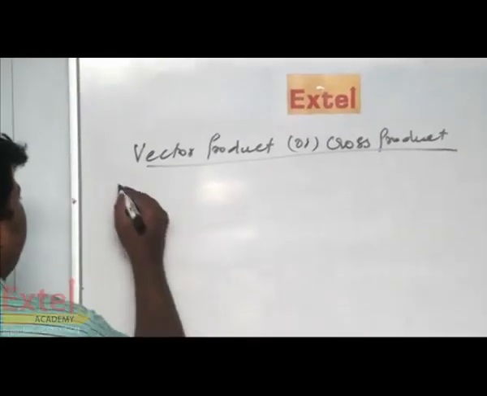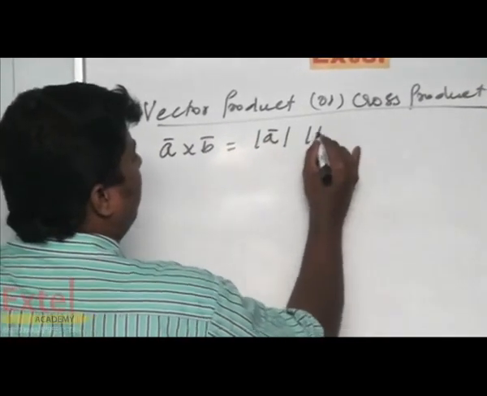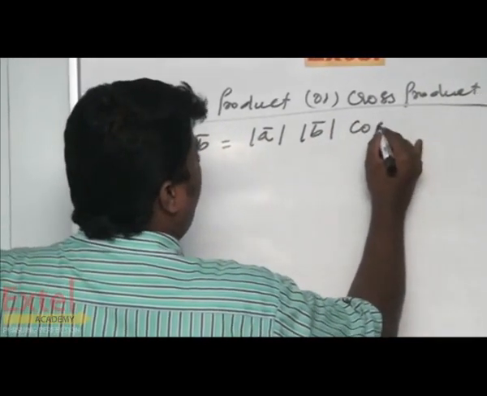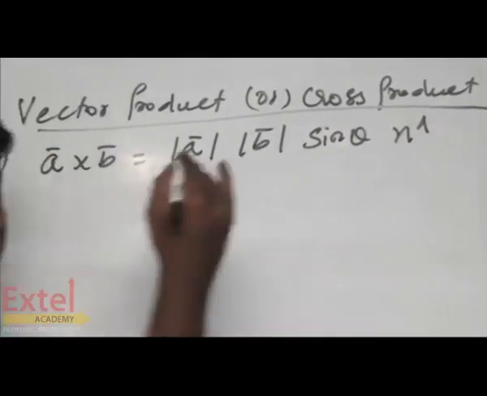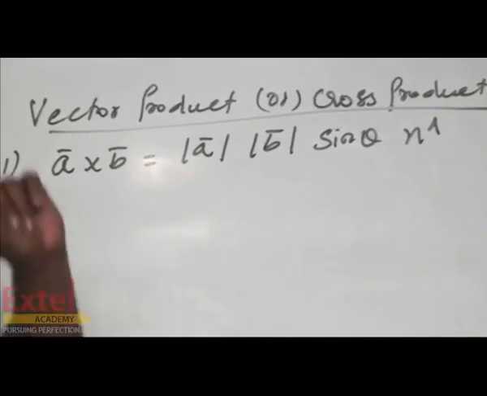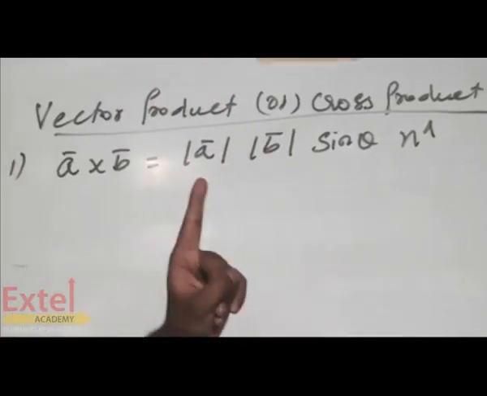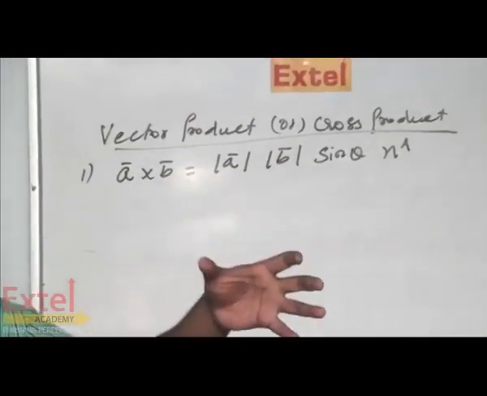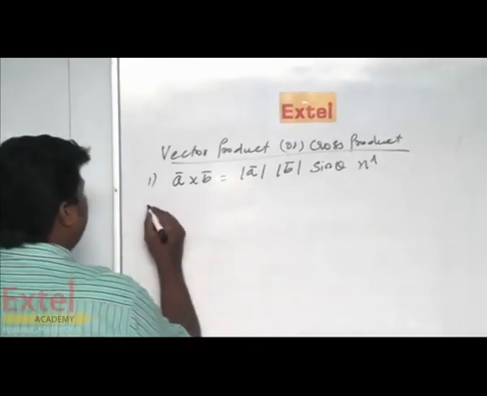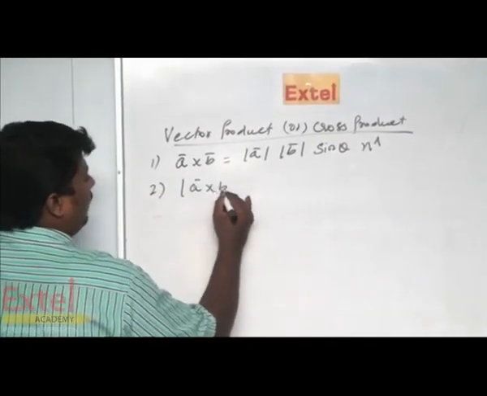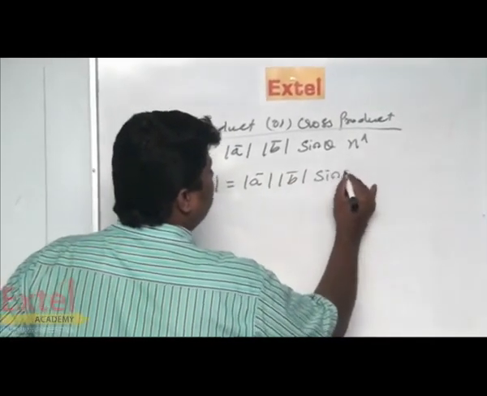The definition we can say: A vector cross B vector is equal to modulus of A vector, modulus of B vector, sine theta n cap. Here your n cap is a unit vector which is perpendicular to both A vector and B vector. So always remember, the n cap is nothing but a unit vector which is perpendicular to both A vector and B vector. If you want to remove the unit vector, let us take the modulus. Modulus of A cross B is equal to modulus of A, modulus of B, sine theta.